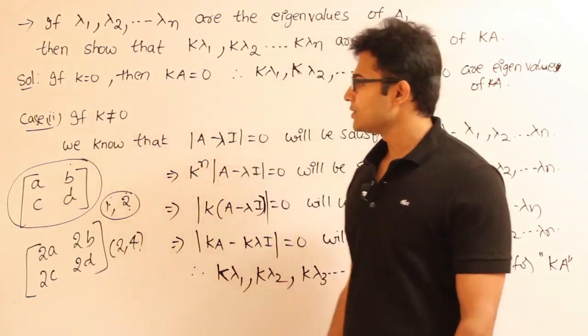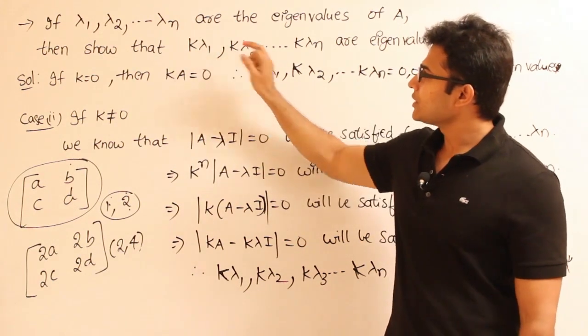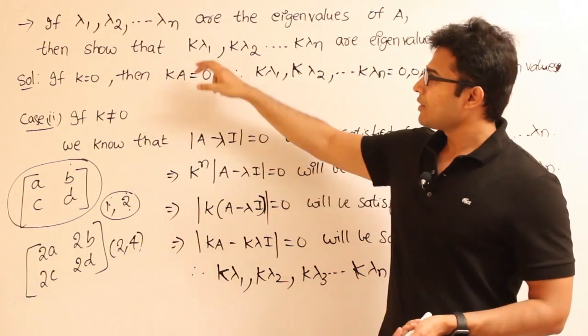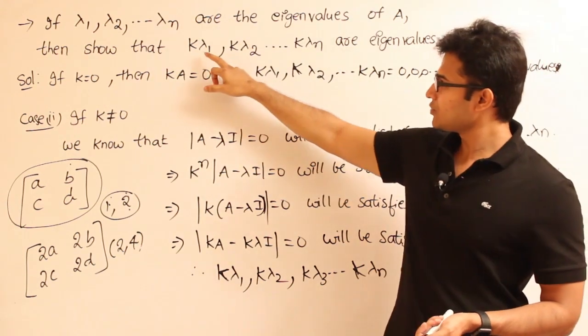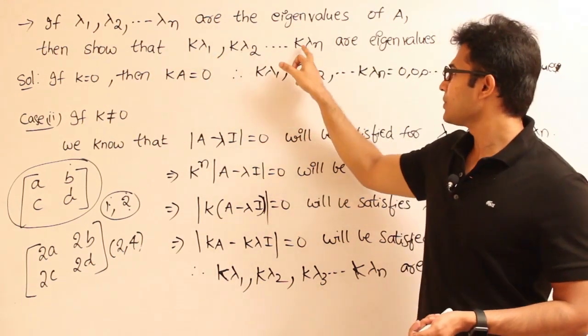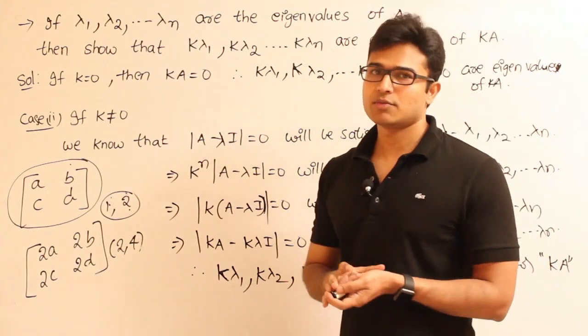Okay, now let's see how to find it out. So they are using a constant k, right? If lambda 1, lambda 2, and so on up to lambda n are eigenvalues of matrix A, then we have to show that k into lambda 1, k into lambda 2, up to k into lambda n are eigenvalues of k into A. This is what we are supposed to show.